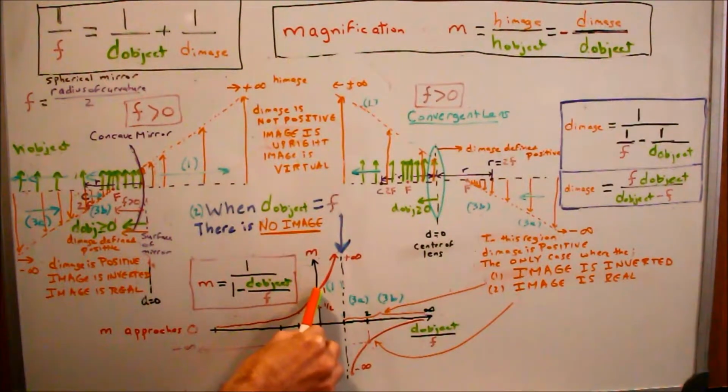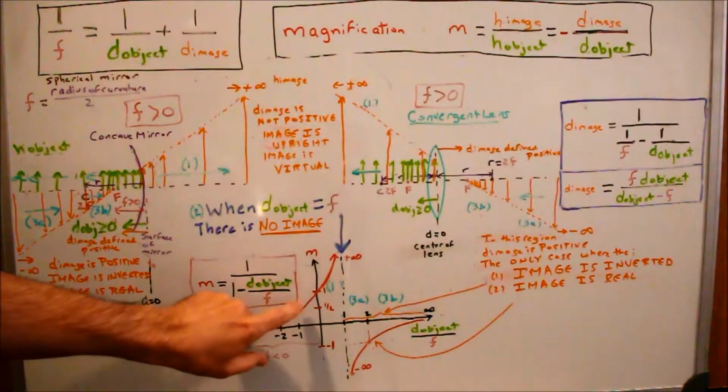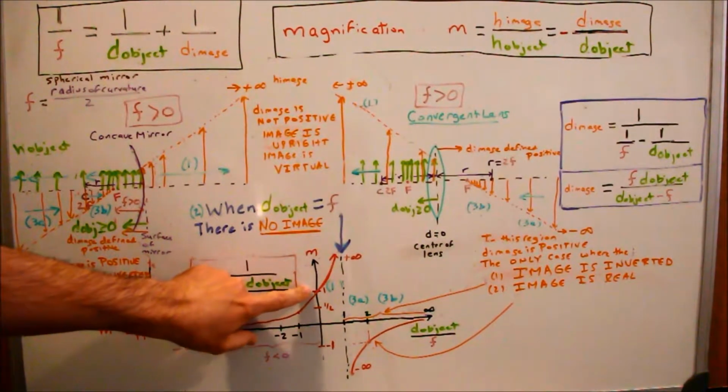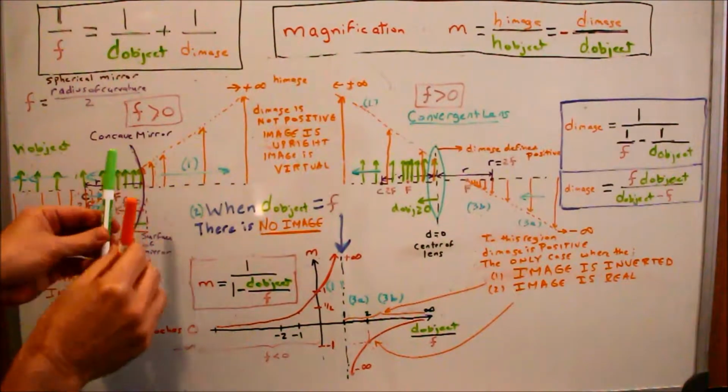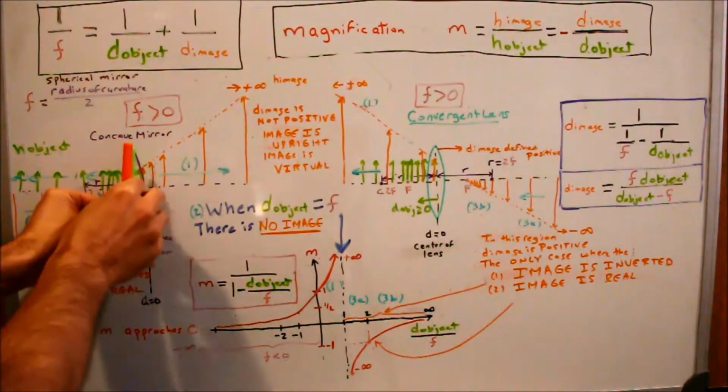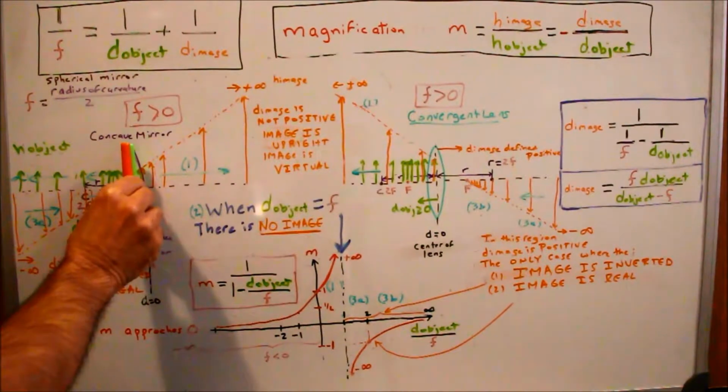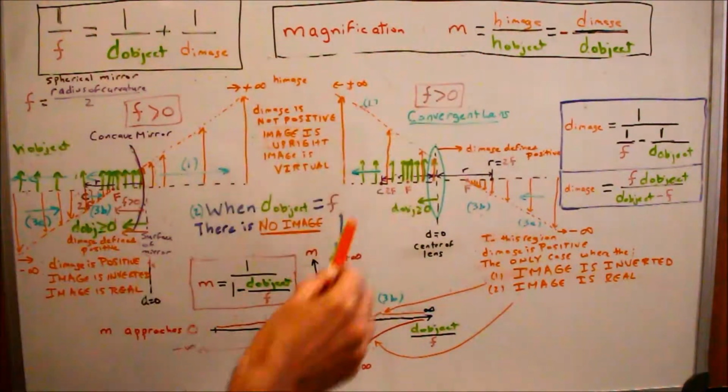So, just as I described before, the magnification is 1. Same thing for the concave mirror. If my object is on the surface of the mirror, my image will appear on the surface of the mirror, and the magnification will be 1.